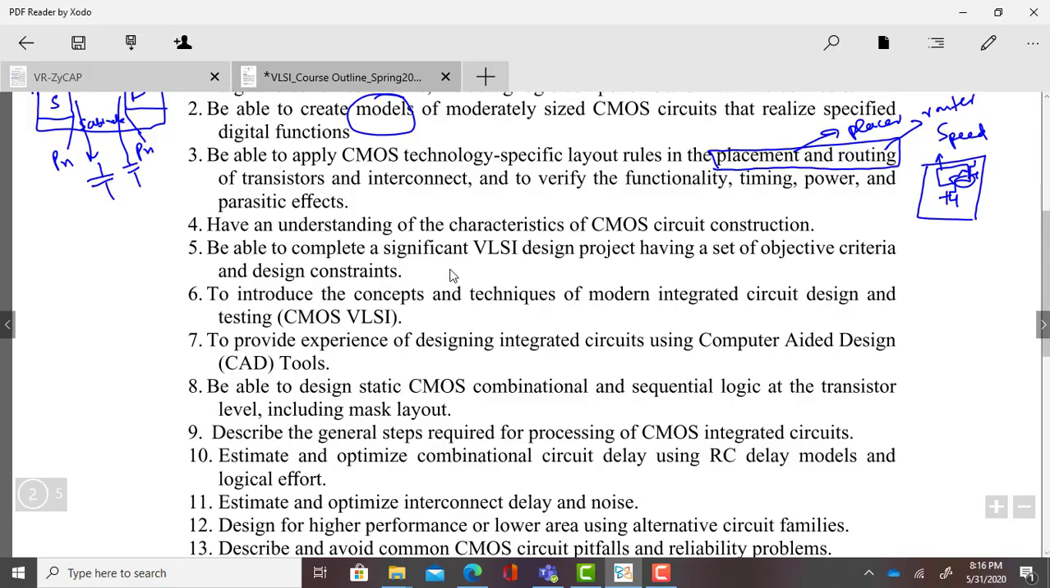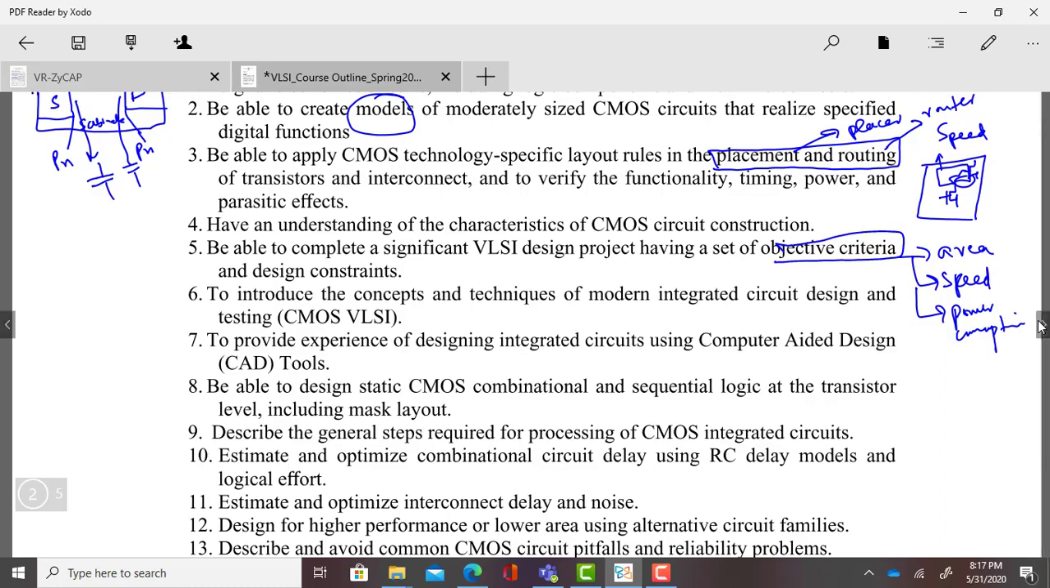We will study the characteristics of CMOS circuits. We will design for certain objectives. So the design objectives are, we want the area to be reduced, we want the speed to be increased, and we want the power consumption to be reduced. So we want to design circuits for certain speed, for certain area, and for certain power consumption.